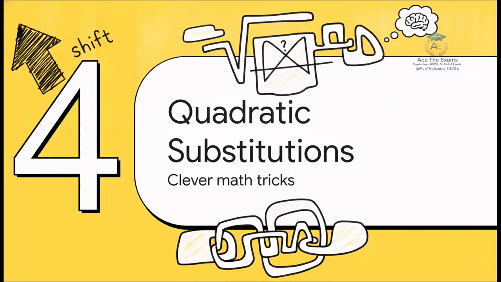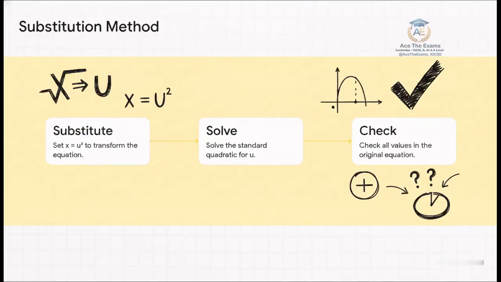Let's jump to Section 4, Clever Quadratic Substitutions. Take a look at this equation. x minus 3 times the square root of x equals -2. Looks pretty intimidating, right? But we have a super simple 3-step strategy for this. Step 1. Substitute x with u squared. By doing that, suddenly the square root of x just becomes a simple u, and like magic, the equation transforms into u squared minus 3u plus 2 equals 0.